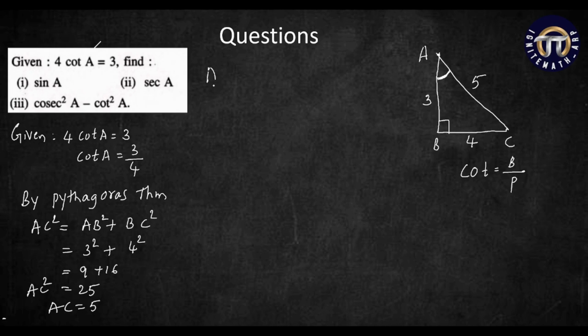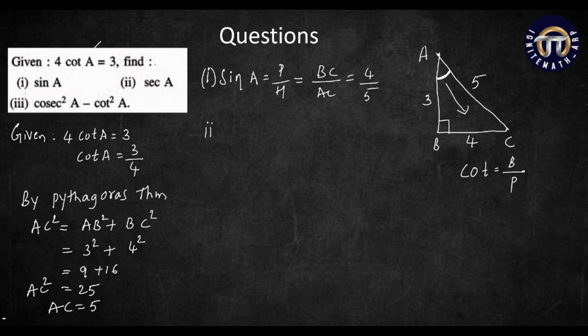Now let me take the very first question, it is sine A. Sine is what? Perpendicular by hypotenuse. Some people have: perpendicular by hypotenuse. A is over here, so perpendicular is BC. So BC divided by AC, that is equal to 4 by 5, is sine A.